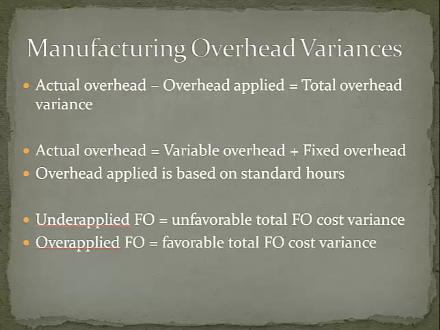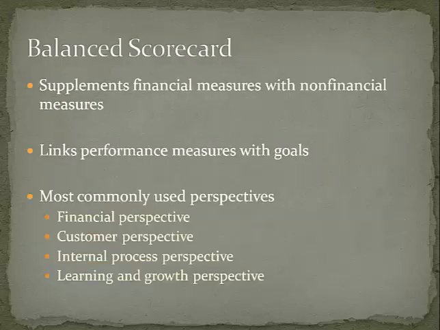Again, the whole point of this is to make good decisions with good information. One other item we want to discuss is the balanced scorecard. And this is a measure that's used in addition to financial. So we've got a lot of financial information. All of this we've been talking about is financial information, these variances.